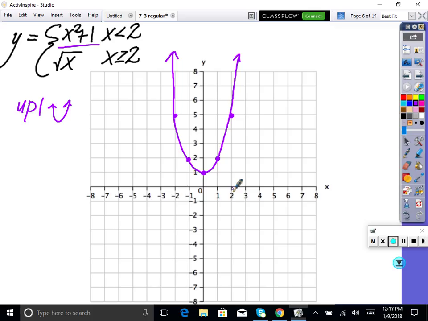So watch, I go over to 2. Go find the function. We're keeping that below 2. So I'm going to erase above, right? Is it equal to 2? No, so I need to, yep, good point, I need to make that actually open there. Okay, perfect. Any questions? Yes.